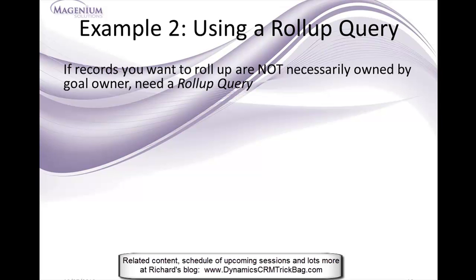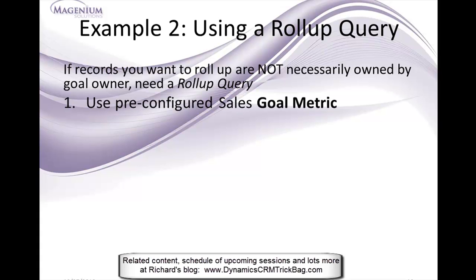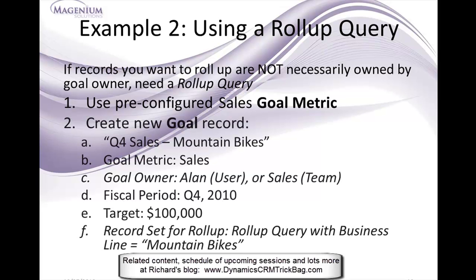So here's where we have to do that third component, that's that optional component, the roll-up query. And the scenario here is I want records to roll up that aren't necessarily owned by the owner of the goal. That's when you need a roll-up query. So we'll do the same example. We'll use the same sales goal metric.